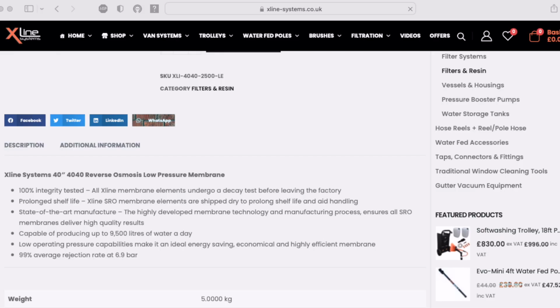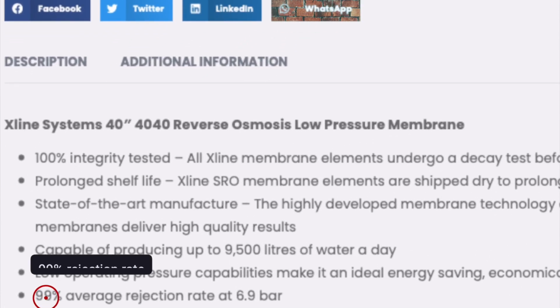The rejection rate is basically the efficiency of your RO membrane in the making of pure water. You'll see here in the product description that the membrane has an average rejection rate of 99%. This is when working under optimal conditions. So how do we work out the rejection rate of a membrane?